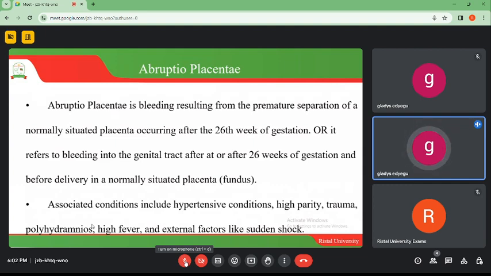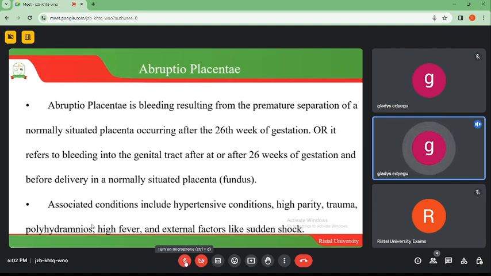But what happens is it separates before the baby is born. And we very well know the placenta has to separate after the baby is born. But when this placenta separates before the baby is born, that is abruptio placentae. So its associated conditions include physical conditions, hypertension, trauma, polyhydramnios, high fevers, and external factors like sudden shock.